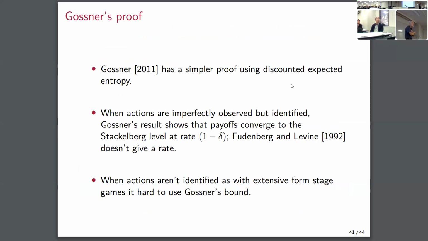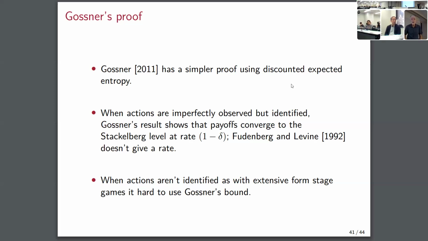But I should alert you that after our paper, there's a proof by Gossner, which is actually simpler, but does not use upcrossing numbers. Instead it uses discounted expected entropy and some telescoping series arguments to prove the same theorem. It has an advantage over our result: if actions are imperfectly observed, but identified, meaning different actions lead to different distributions over signals, then Gossner not only proves the theorem, but gives a convergence rate, of order 1 minus delta, for how quickly the payoffs converge to Stackelberg. Our paper didn't give a rate, so that part of his theorem is better than ours.